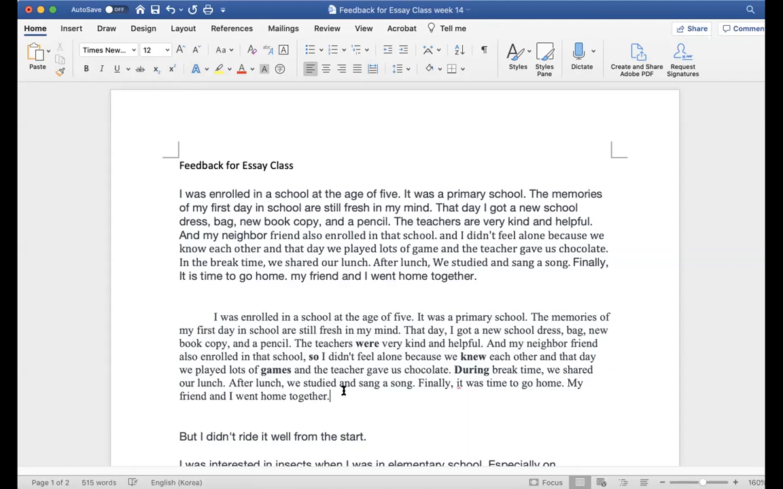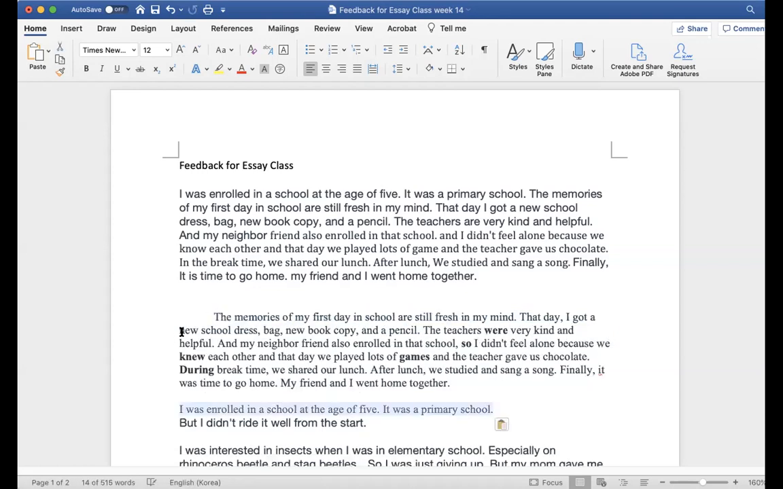Okay, I would come up with maybe a better concluding sentence here to really finish this off. And let's go back to the topic sentence too. I was enrolled in a school at the age of 5. I think this sentence here, the memories of my first day in school are still fresh in my mind. To me, that's the real topic sentence here. So why don't we take this out of here for now? Maybe we'll put it back in.